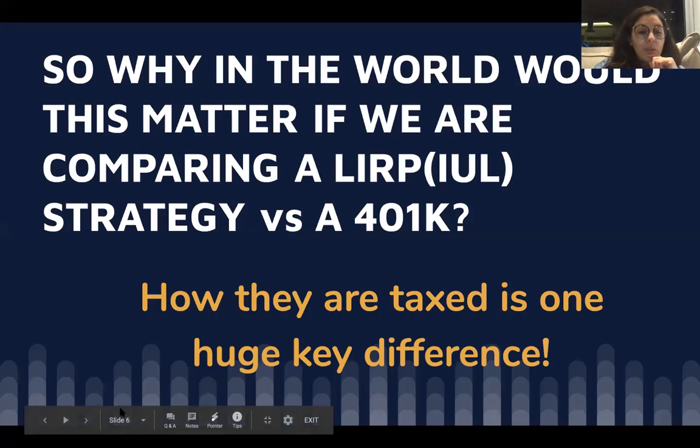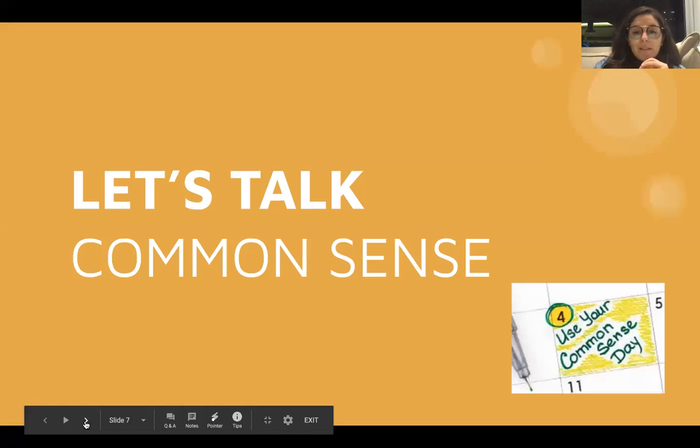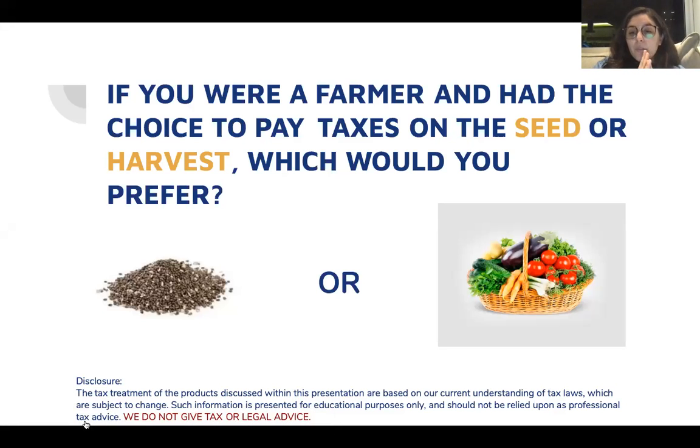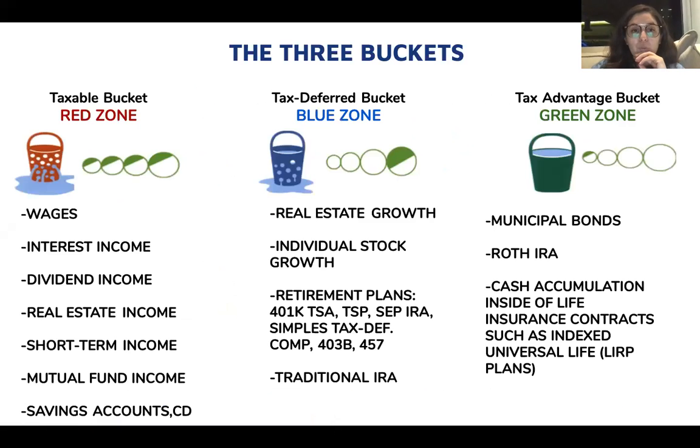Okay, so let's talk some common sense. We know, and this is why it's a presentation that you can use for your clients, right? We know that if you had to choose to pay taxes on the seed or on the harvest, which one would you prefer? Obviously the harvest, right? I mean, we are choosing the seed because the harvest, we don't want to pay taxes on that, because we know that it's going to be much more.